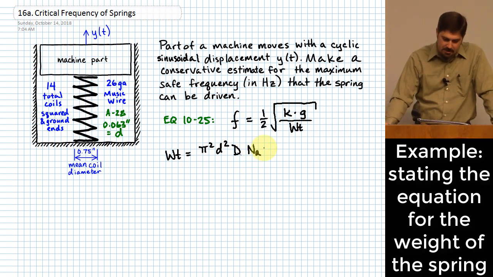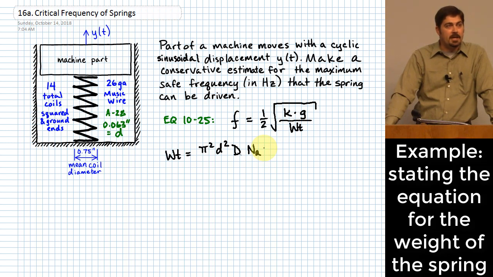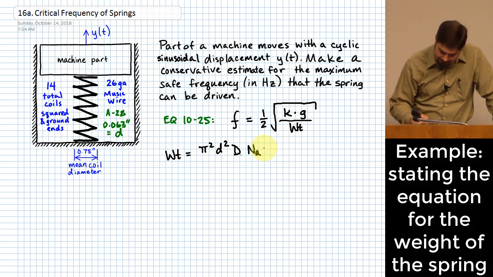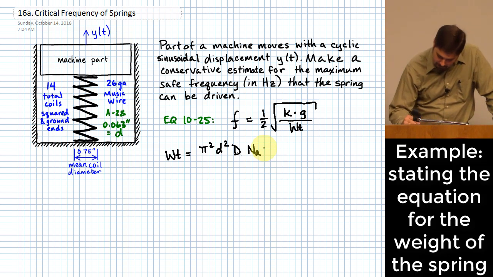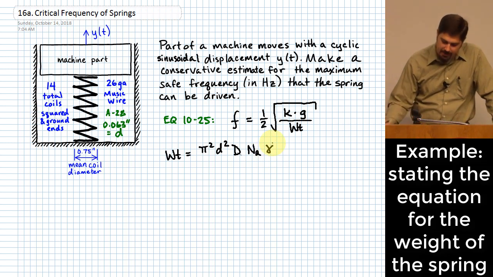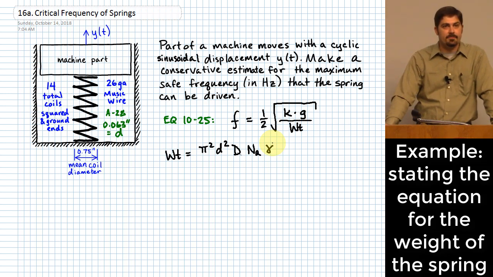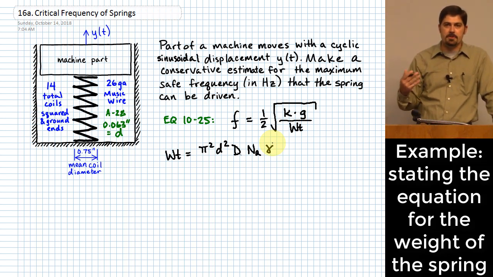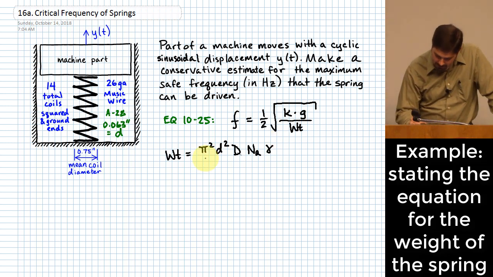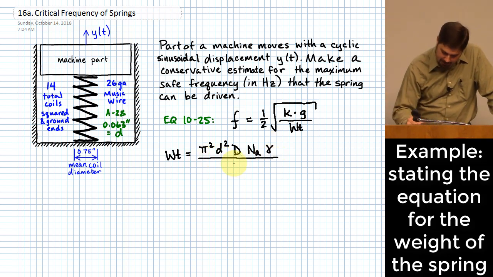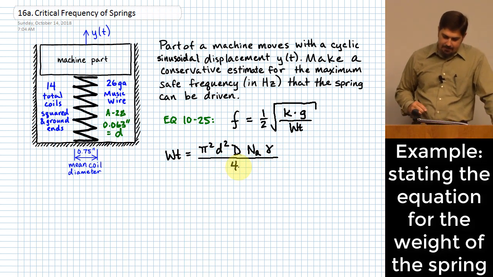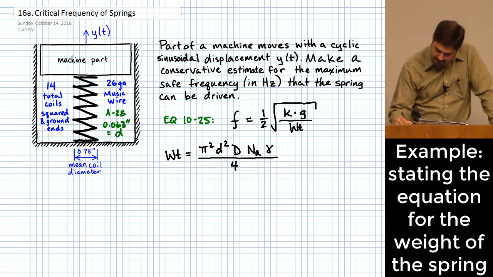Okay, and I should mention this. We're concerned about the weight of the portion of the spring that is active. Okay, so that's why we're using N sub a as opposed to N sub t for this equation. Okay, and then this gets multiplied by, in this book, a lot of times they call this the unit weight. It's also sometimes called the specific weight, but it's like density, but it gives you weight per unit volume as opposed to mass per unit volume. Okay, and then all of this divided by 4. Okay, and that is equation 10-27.